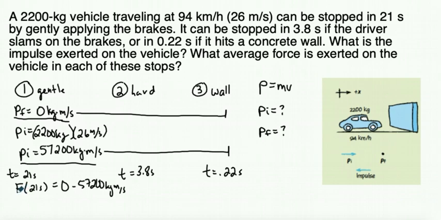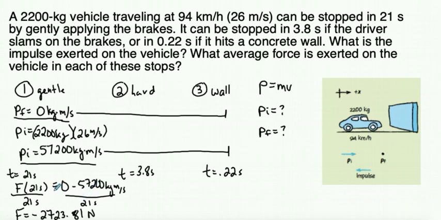Okay, so to solve this, 0 minus 57,200, that's just going to be that 57,200. So I'm not going to do anything there. I'm just going to divide by 21 seconds. And we get a force of negative 2,723.81. Okay, and that would be in newtons. So that is the force that we're going to get out of this.